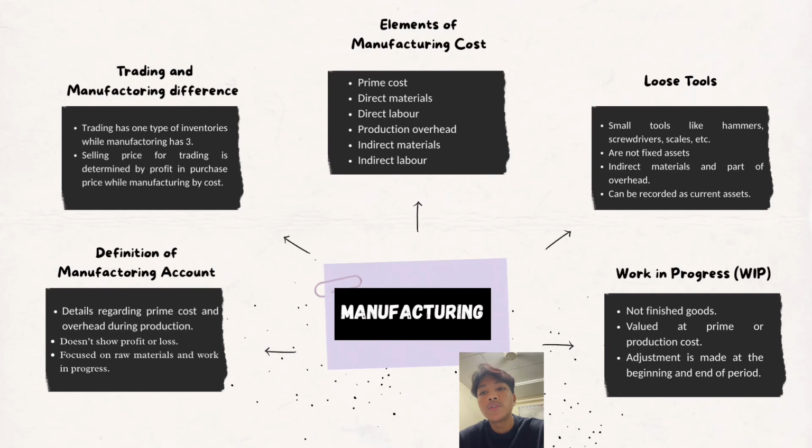On to the next one, loose tools. Loose tools are small tools like hammers, screwdrivers and scales, etc. These tools are not fixed assets and they are indirect materials and part of overhead, and they can be recorded as current assets. Last but not least, we have work in progress or WIP. This is not a finished good and it is valued at prime or production cost, and the adjustment is made at the beginning and the end of the period.